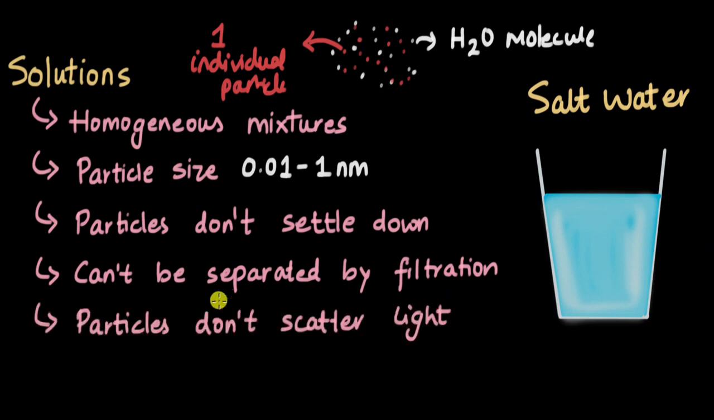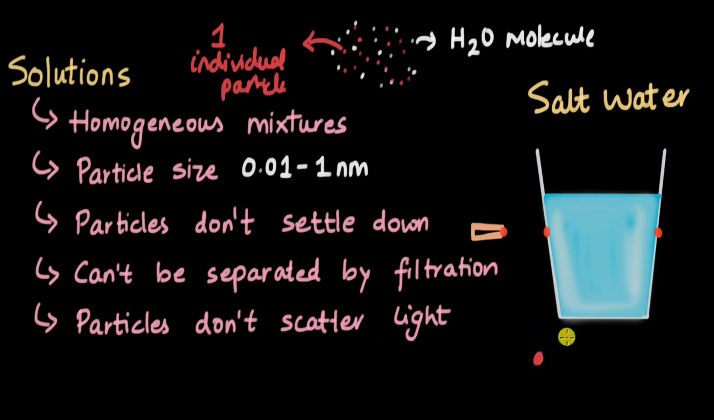One more characteristic is that the particles don't scatter light. What does this mean? Let's say we have a laser and we strike the laser onto this glass full of salt water solution. You will see the laser light striking the glass at this point. You will see it coming out from this point, but you will not see the path of the light inside the salt water solution. And that is what it means when we say that particles don't scatter light. You will learn about this in detail in other videos.